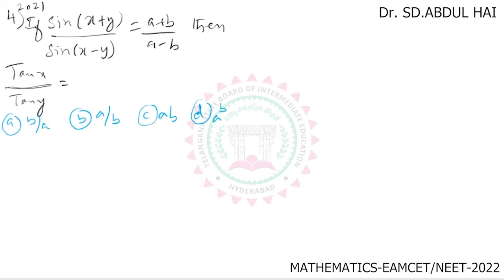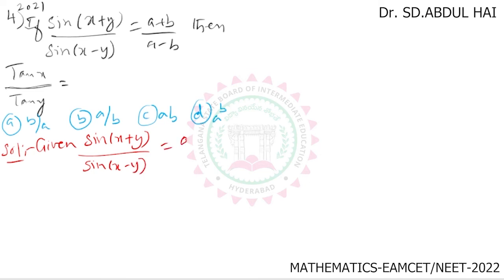By seeing the question, you must recall that it is in the form of a by b is equal to c by d. So we have done a number of questions in our IP syllabus by using componendo and dividendo property. Okay, so I am using the same thing now. Writing the solution. Given sin of (x plus y) divided by sin of (x minus y) is equal to (a plus b) by (a minus b). Okay, so it is in the form of a by b is equal to c by d.